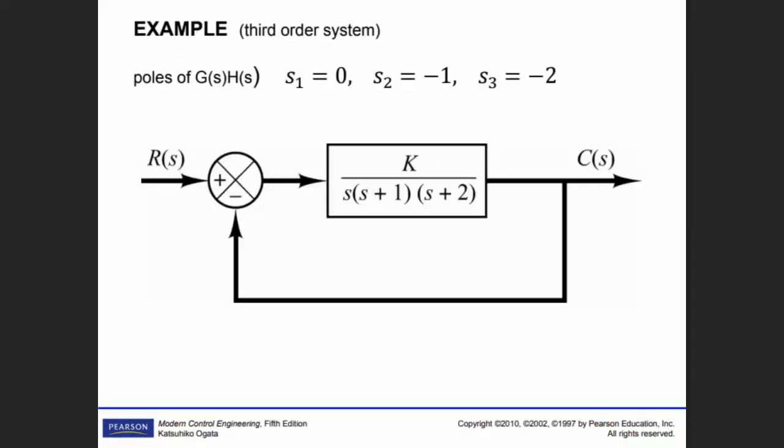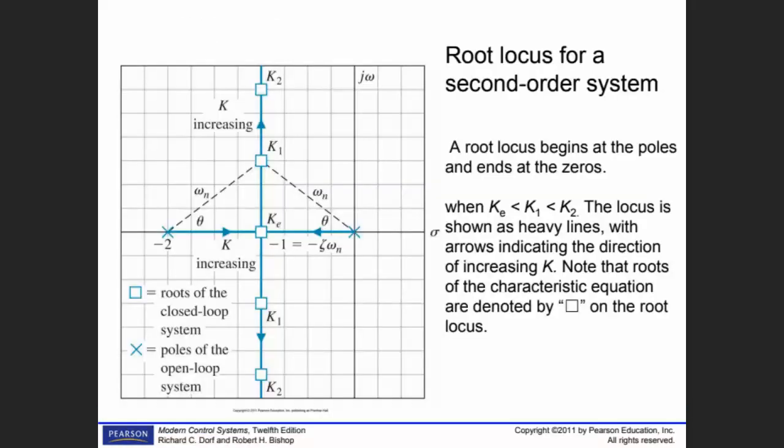But for a second order system, no matter whether K is 0 or infinite, the system is always stable since all the poles are located in the left-hand side of the S-plane.